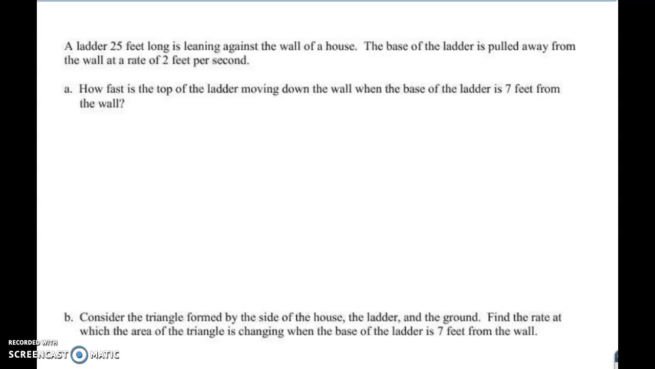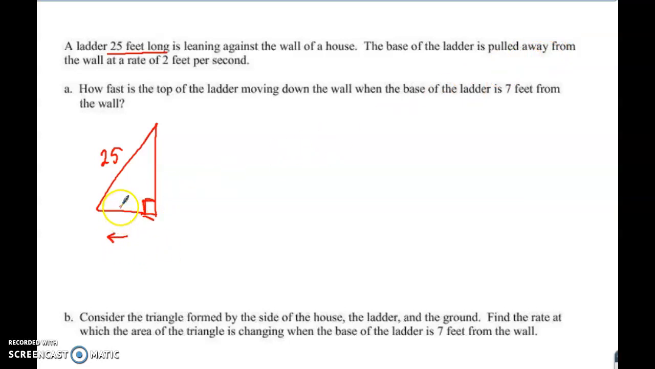So we're continuing with the related rates problems, and you're probably going to see a lot of ladder problems. So we have a 25-foot ladder leaning against the side of a house. So here's your 25-foot ladder. It's leaning up against the side of a house. Nice thing about houses is they make a right angle with the ground. So we're pulling the base of the ladder away from the wall.